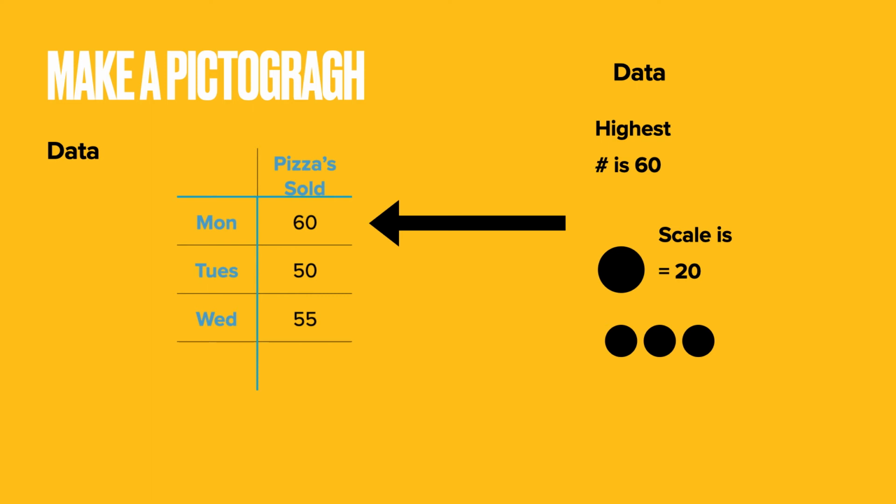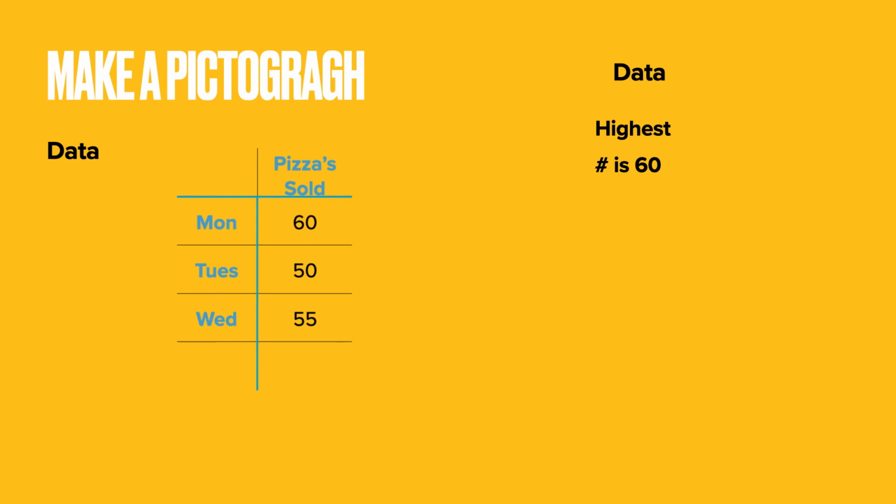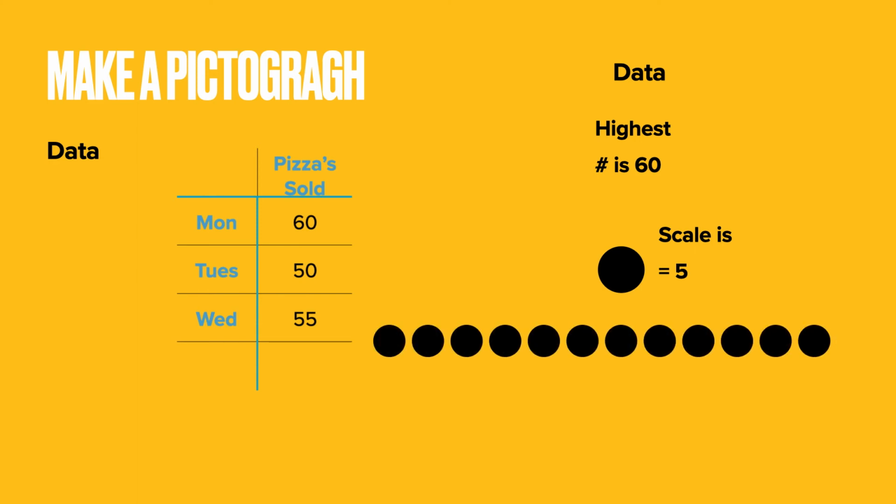Let's use a lower number. How about we'll use 5? What would happen if we tried a scale of 5? Well, if I start counting by 5s, I'm going to have 12 pizzas to make the highest one. It's a little bit much. It could work, but I'm finding it's a little bit long.